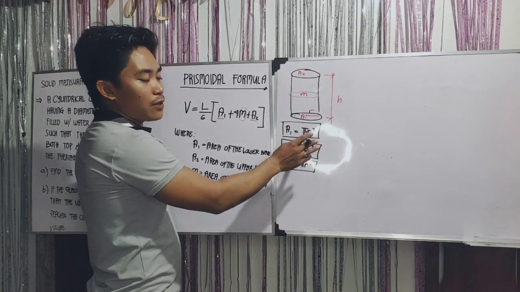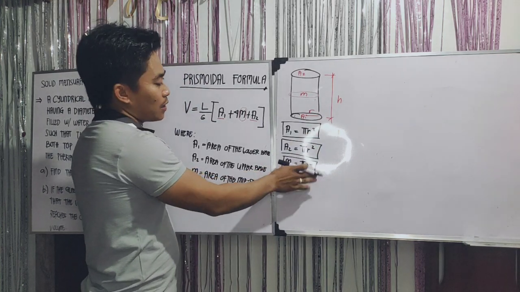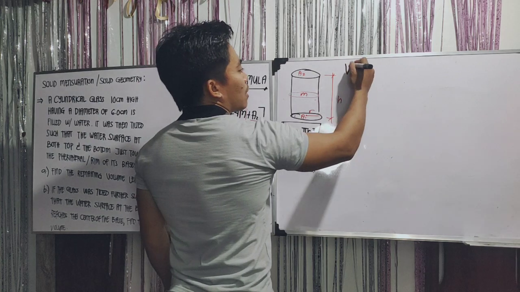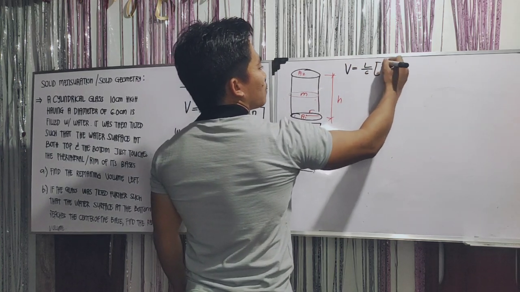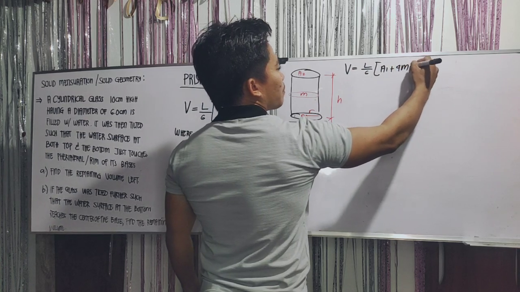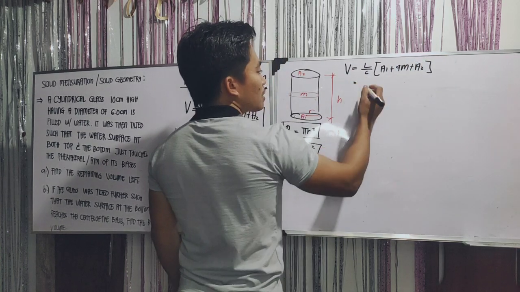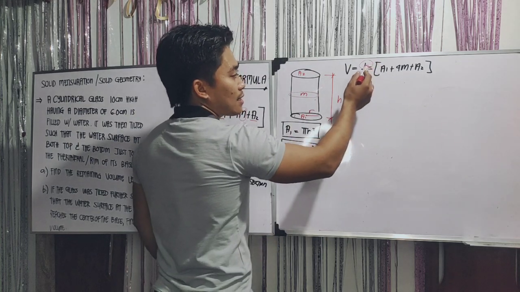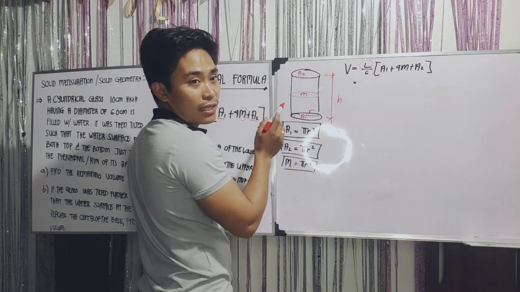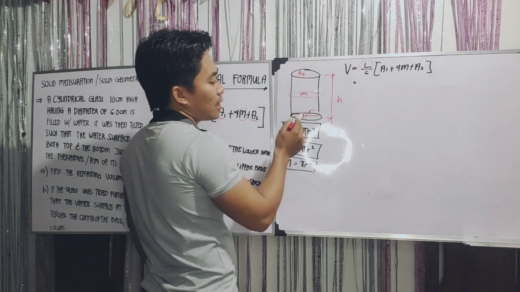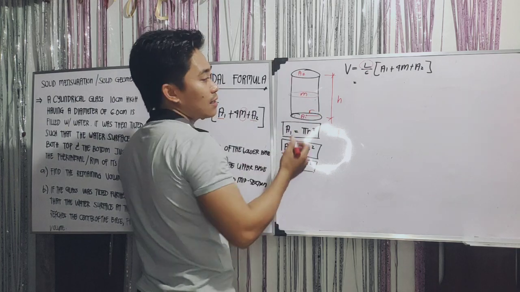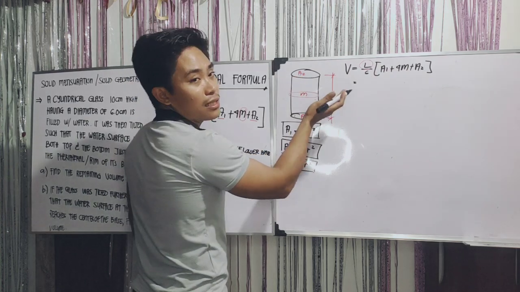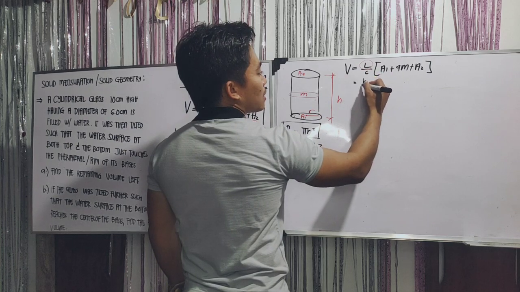Now you have A1, A2, and M. What if we substitute them in this general formula? You now have a volume of L over 6 times A1 plus 4M plus A2. Remember, this L is the perpendicular distance that separates A1 and A2. Can we say that the distance between A1 and A2 is simply h? Yes. So substituting, L is just h, which is the height of the solid.